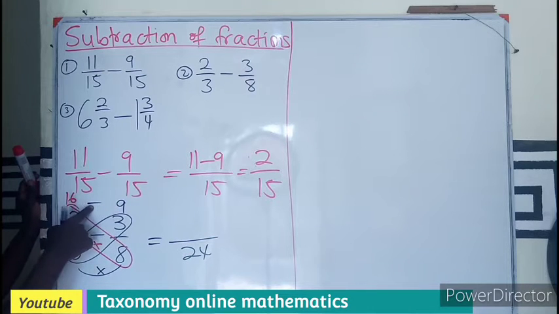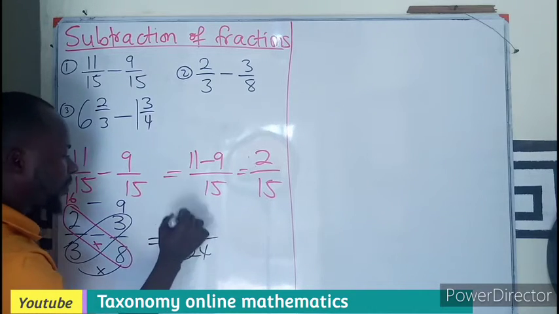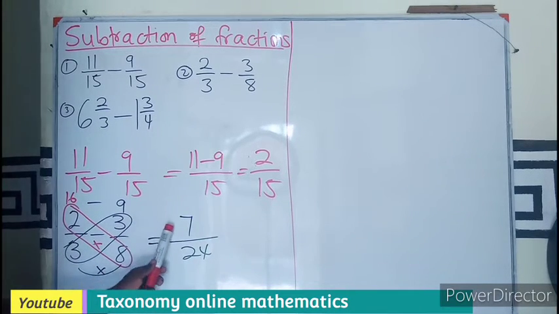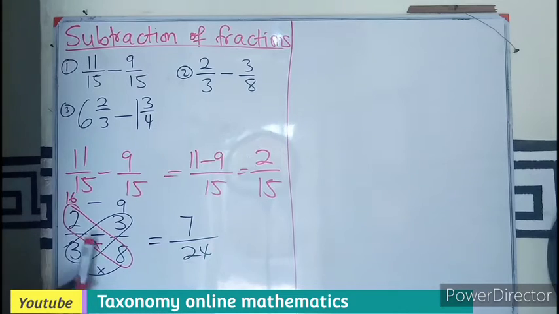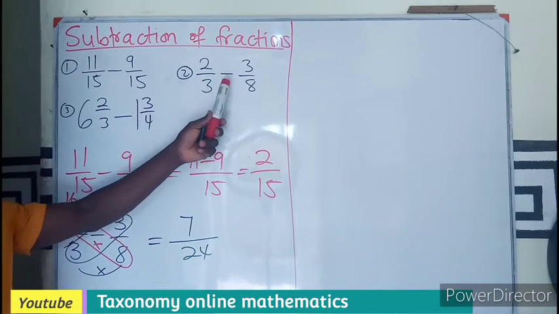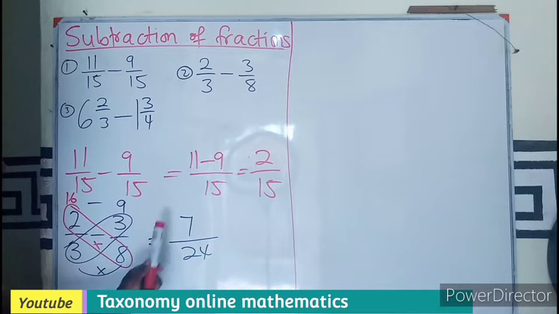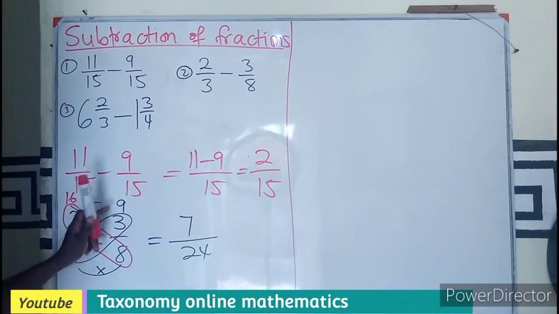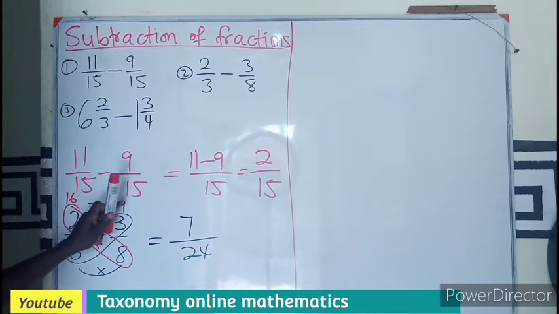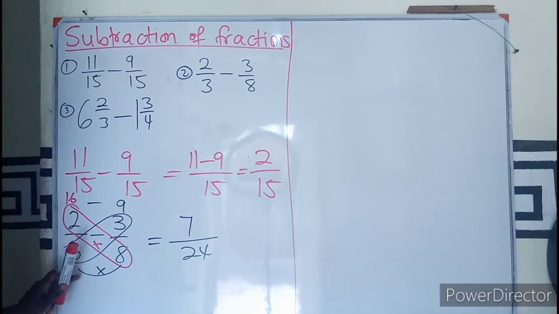So if you take away 9 from here, that will give us 7. So we are going to have 7 out of 24 as the subtraction of this. Per the butterfly approach, the first diagonal you multiply, you put your answer up. Second diagonal, multiply. Subtract the two answers, then multiply the denominators down. That is easy.